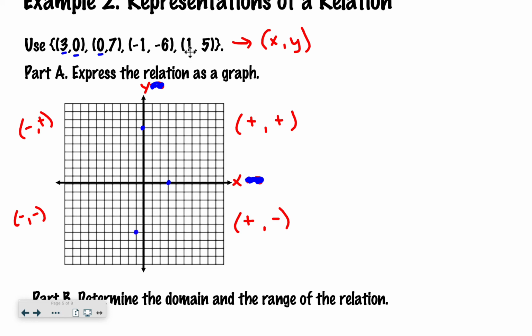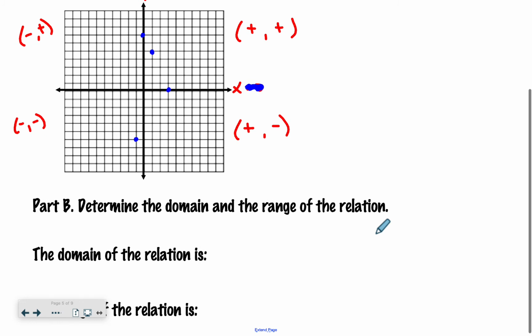And then my last ordered pair is a positive 1, so I go to the right 1, and then up 1, 2, 3, 4, 5. Okay, so those are my ordered pairs. If you have questions about how I graphed those, because I realize I maybe said that in a slightly confusing way, and I am sorry for that, I'm happy to help you and answer any questions that you have, okay?